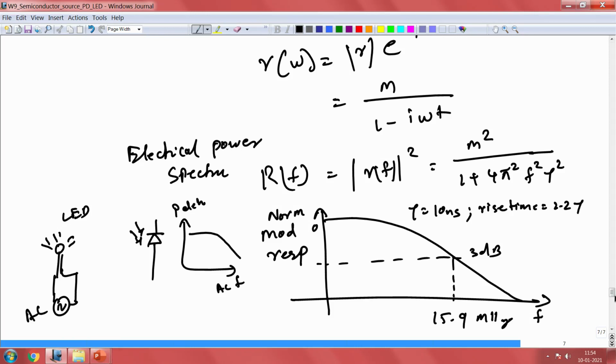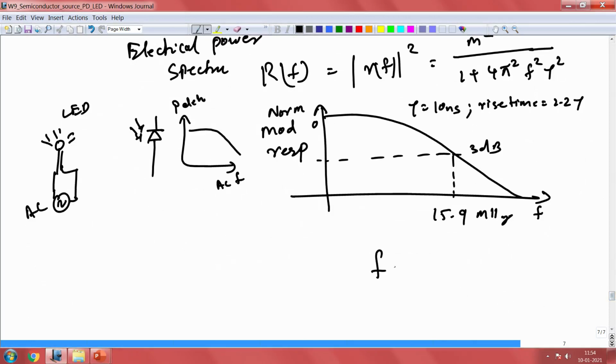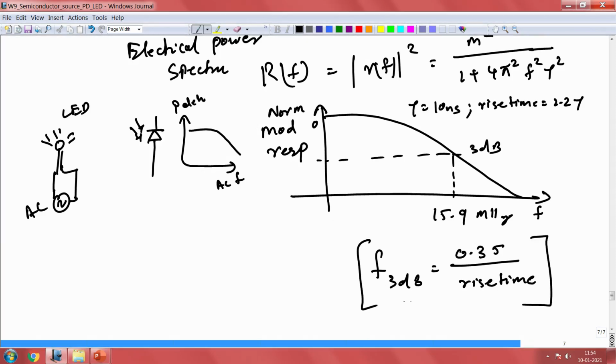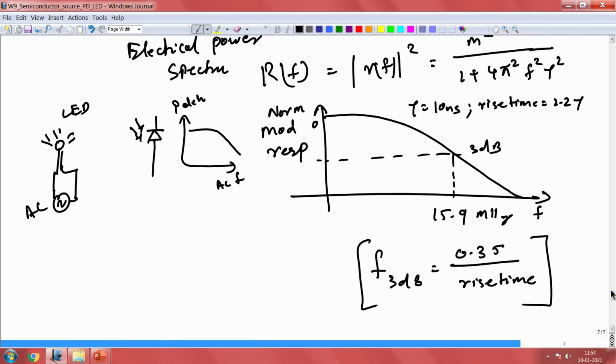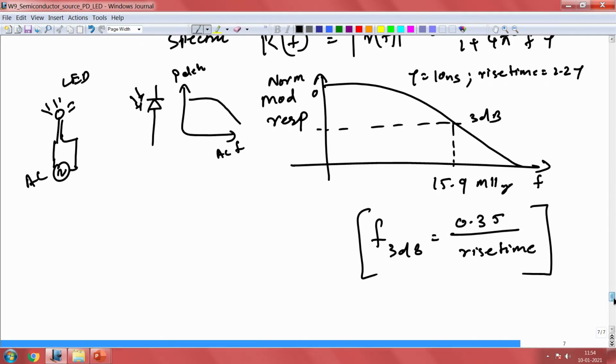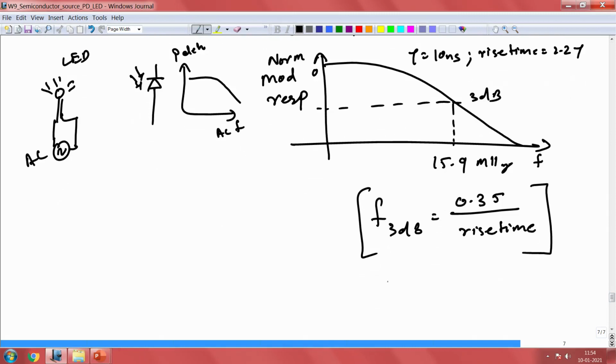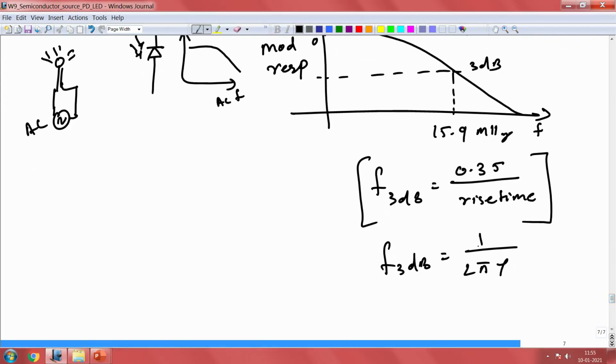So, we already saw this f 3 dB is 0.35 divided by the rise time. This is something that you can use in order to calculate your rise time. This is coming from the electrical 3 dB, so based on this you could calculate your 3 dB bandwidth. The other way to do that is, f 3 dB could be calculated by 1 by 2 pi tau. This is exactly the same. By doing this we could calculate your 3 dB bandwidth.